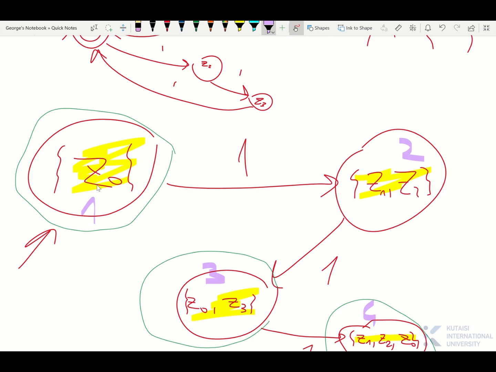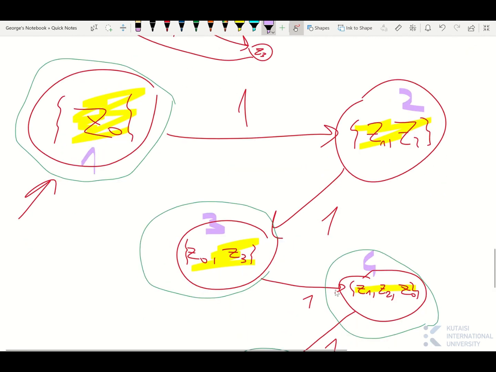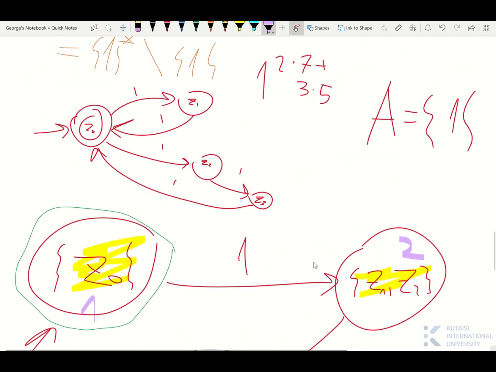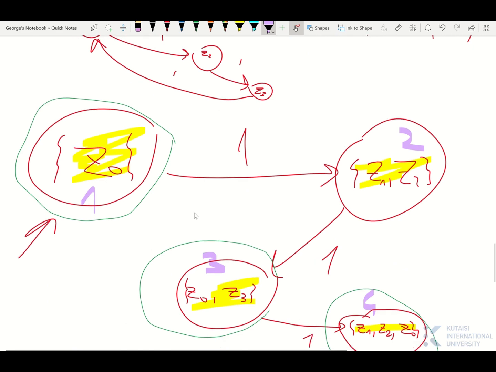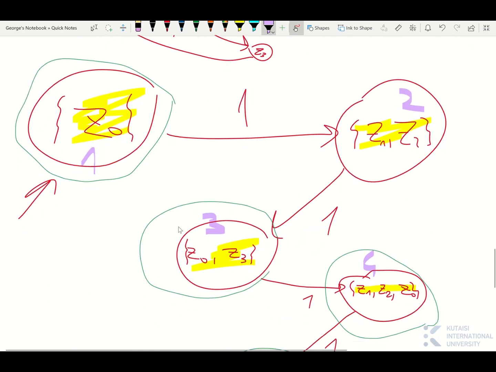So, the only language that is not accepted is this one here. We're discussing what language a deterministic automaton accepts. So this one here, right? Everything else is accepted. Exactly this language. This is how you build a DFA from the NFA.